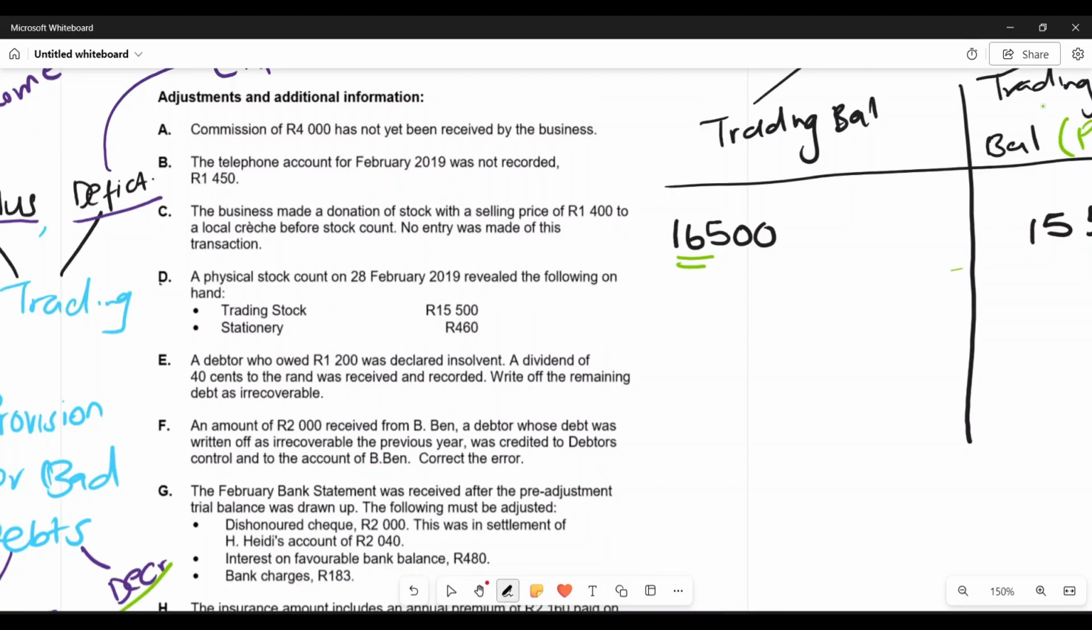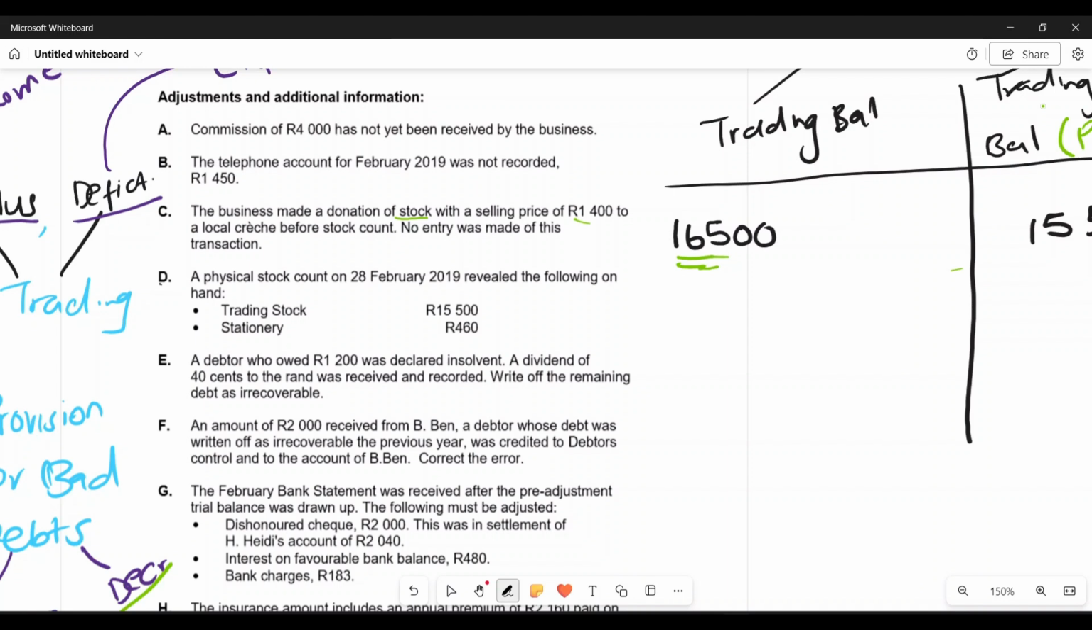Here, Information C says the business made a donation of stock. If you donate stock, can you agree that this would affect our trading stock? How much was the selling price of this stock? It was 1.4 a local crate before stock count. No entry was made. Remember, this adjustment that was not entered, we would make on this balance from the given list of balances. So now they're telling us that the selling price of this stock is 1.4.